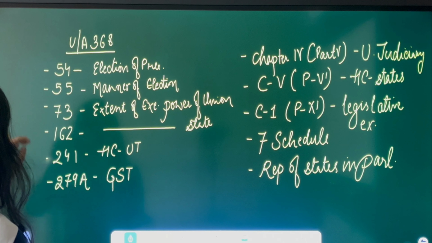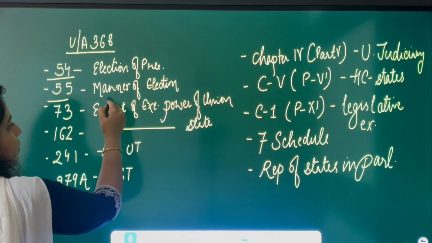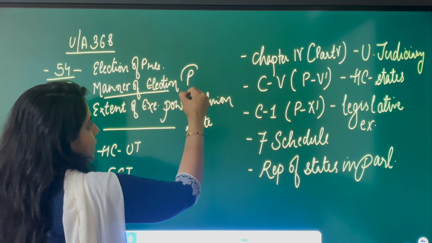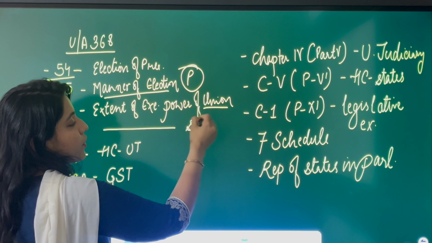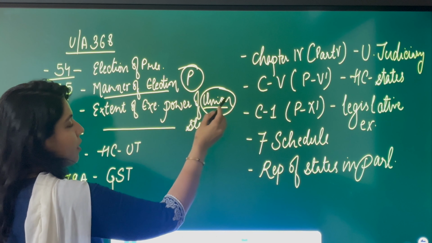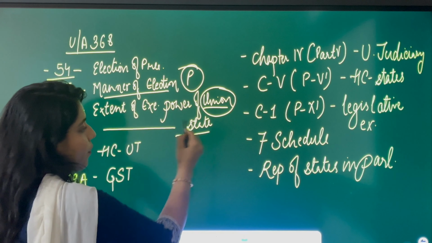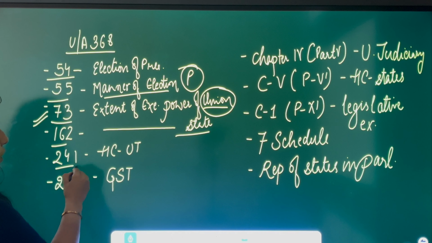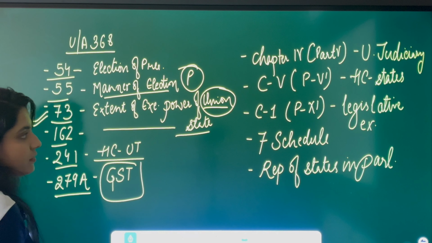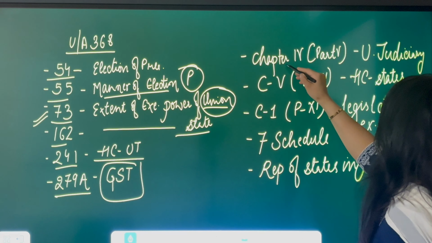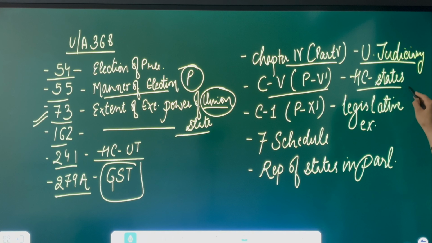Let us discuss. See, election of president, Article 54. Article 55, manner of election of president. Right? Article 73, extent of executive power of union. Where is the executive power of the Center? That is Article 73. And then Article 162, extent of executive power of state. Article 241, High Court of Union Territories. 279A, GST. Then Chapter 4 of Part 5, Union Judiciary. Chapter 5 of Part 6, High Court of States.